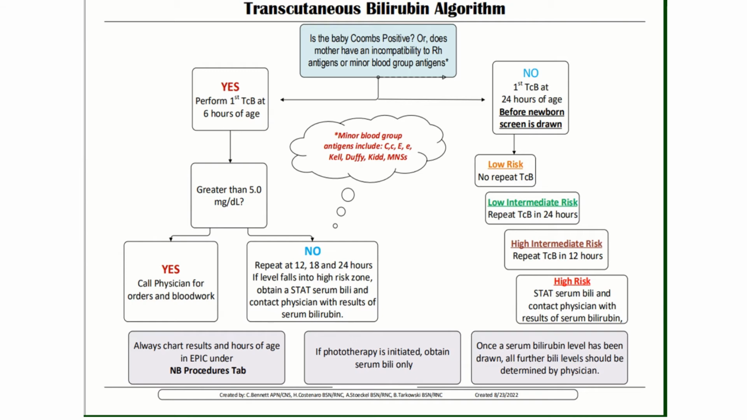Whatever the result is dictates how you will proceed with further testing if necessary. If the result falls in the low risk category, no repeat TCB is needed. Low intermediate risk, a repeat TCB would occur in 24 hours. High intermediate risk, you will repeat the TCB in 12 hours, and a high risk result would require a stat serum bilirubin. You would then contact the physician with results for further orders.